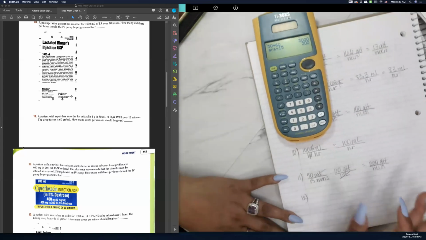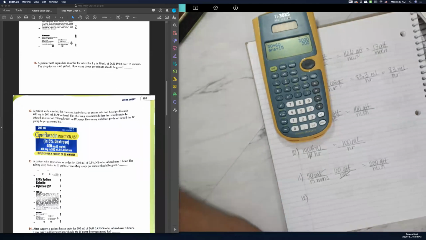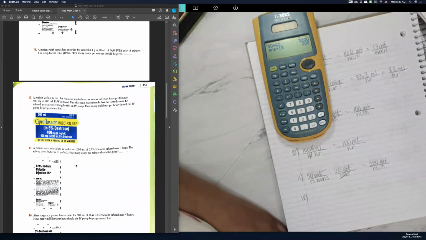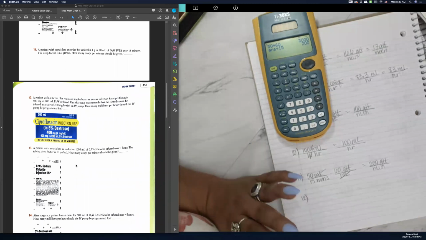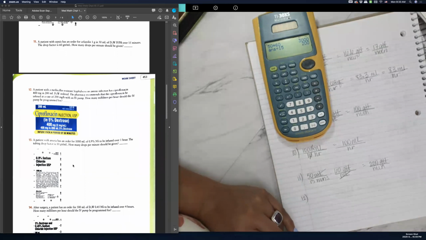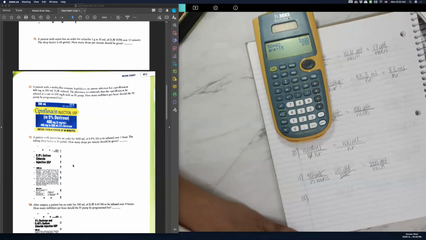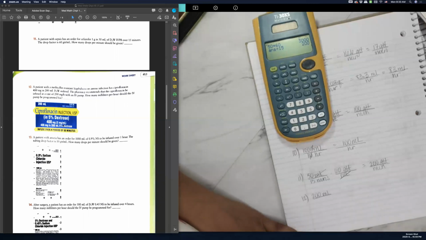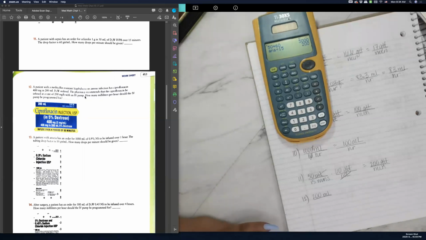Okay, 12. A patient with a methicillin-resistant Staphylococcus aureus infection has ciprofloxacin 400 milligrams in 200 milliliters D5W ordered. So our volume is the 200 milliliters. The pharmacy recommends that the ciprofloxacin be infused at a rate of 200 milligrams per hour with an IV pump. How many milliliters per hour should the IV pump be programmed for?